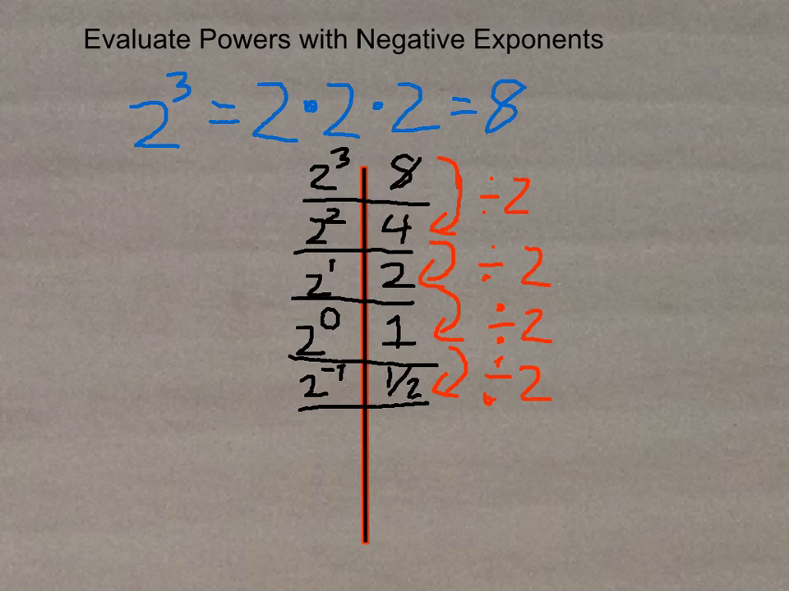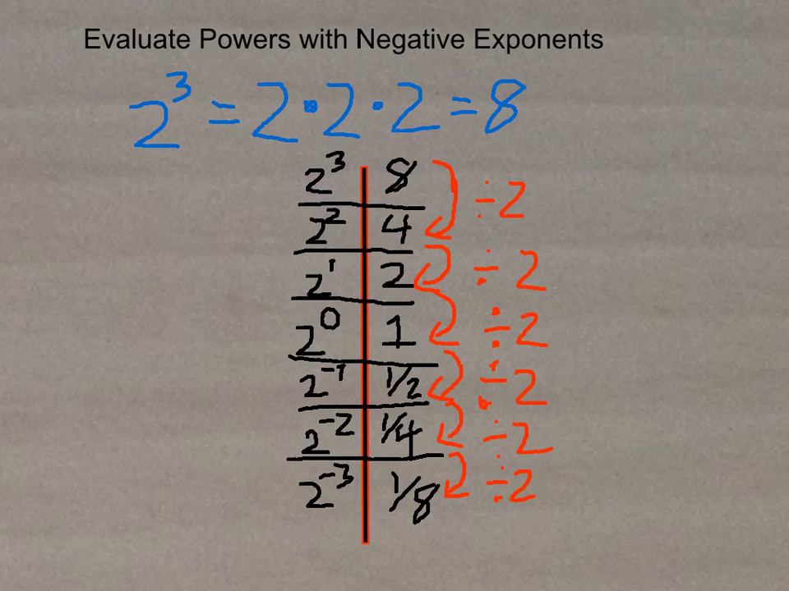Continuing the pattern further, on the left-hand side we get 2 to the negative 2, and on the right-hand side we would get 1 half divided by 2, and half of 1 half is 1 quarter. So to kind of round this out, we'll take it one step further, and we see that 2 to the negative 3 power is equal to half of 1 quarter. Half of 1 quarter is 1/8.